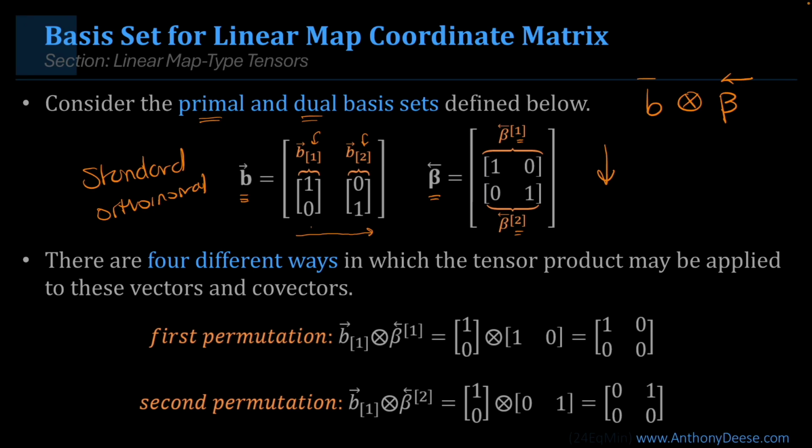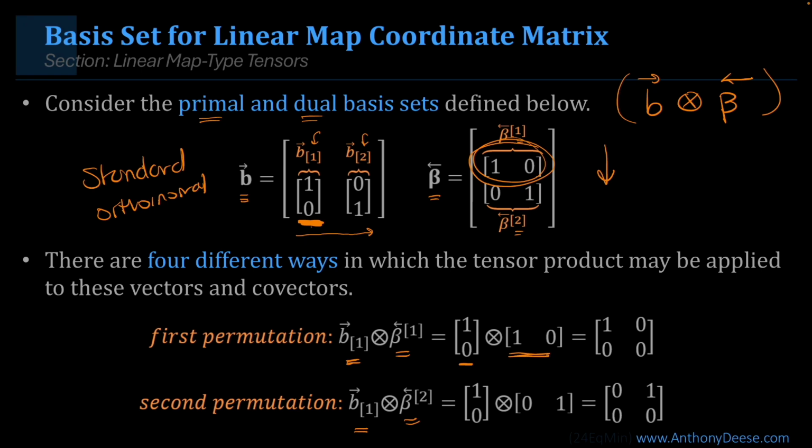Now, let's say we want to take the tensor product of these two. There are really 4 different tensor products that we can define, assuming that we're going to consider each basis vector and covector individually. The first permutation would be B1 times beta 1. Then we have B1 times beta 2. So before we move on though, let's explain what this means. B1 is taken directly from right here, and that's why we have a 1 and then a 0. Beta 1 is taken directly from right here, and so that's why we have a 1 and then a 0.